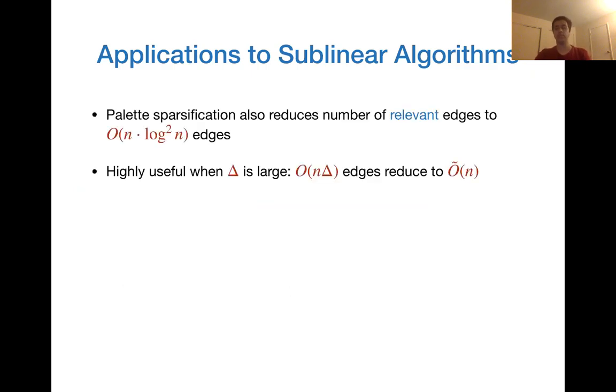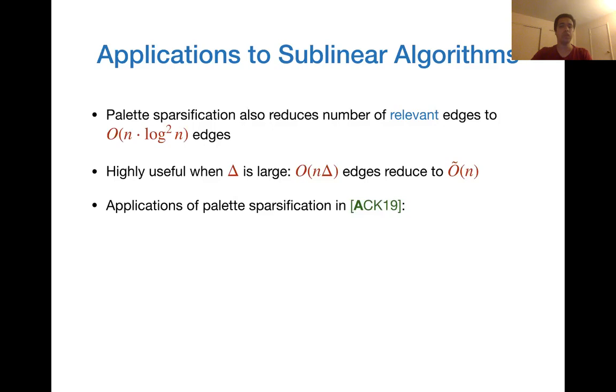So why is this useful? Now you see that this gives us a way of getting a graph with potentially n delta edges and reducing its edges to only O tilde of n edges. Okay, so we reduce the dense graph into a relatively sparse graph. And if we can color this graph, we still obtain a delta+1 coloring of the original graph.